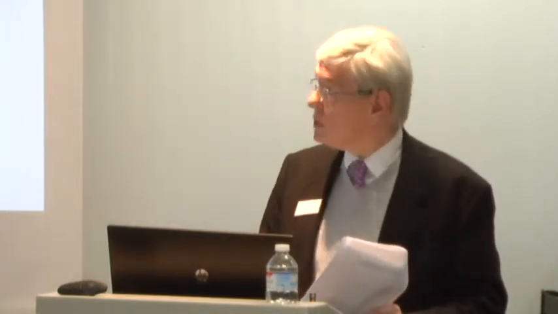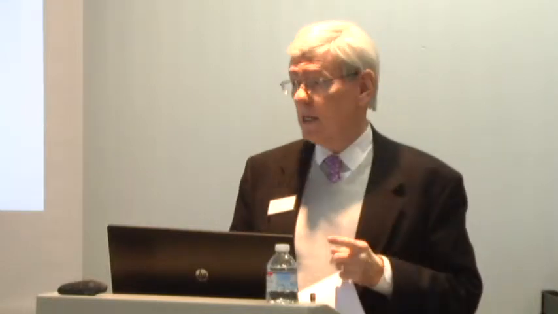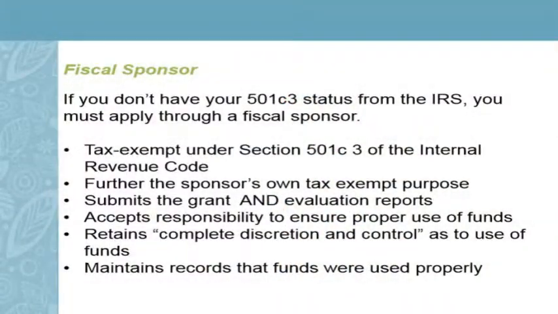Now, you may be a nonprofit, but you may not be a 501c3. So what happens if you are a nonprofit, but you don't have your IRS determination letter yet, your 501c3? Then you need a fiscal sponsor. What does the fiscal sponsor do and how do you get one and all that stuff. I want to make sure you're clear about that. So if you don't have one, you must apply through a sponsor. You cannot apply yourself if you're not a 501c3. You have to have a sponsor to do that.